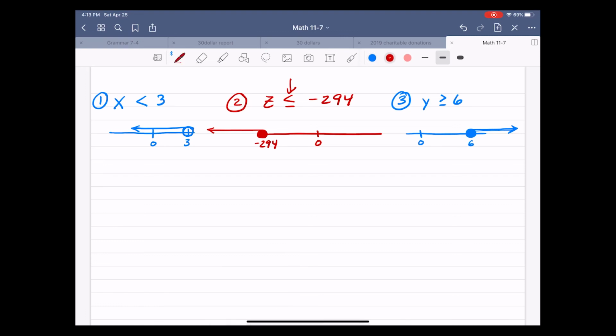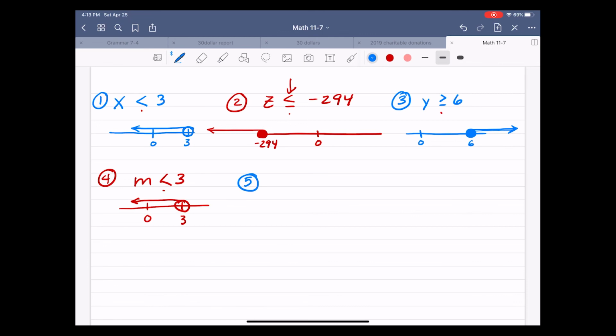Number 4. M is less than 3. Here is our graph. We have 0, we have 3. Notice it's just less than 3, so it will not include the number 3, but everything less than it. So it's an open circle. Notice open circle, closed circle, closed circle, open circle. Keep that in mind.